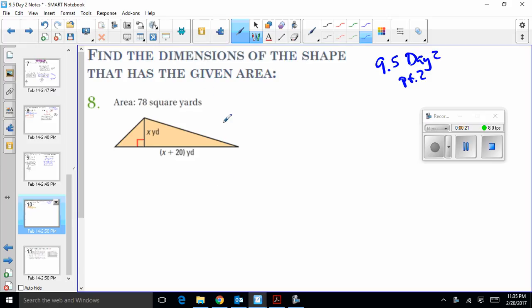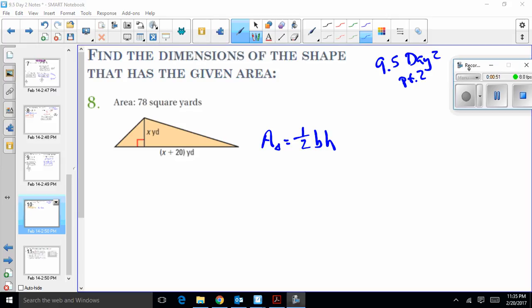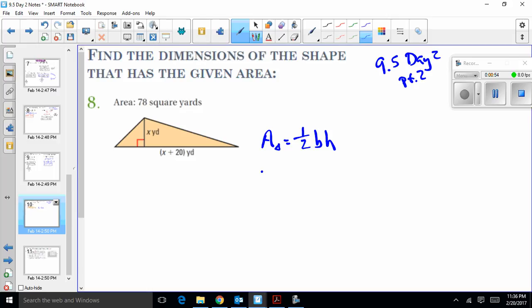So what we see here is we have a triangle, and we don't know a whole lot about it except x is the height, and then the base is also in terms of x, but it's x plus 20. Now we could do a bunch of guess and check and figure this out. That's what you've been able to do up until now. But now let's go ahead and factor it. We know that the area of a triangle is 1/2 the base times the height. So let's plug in what we know.